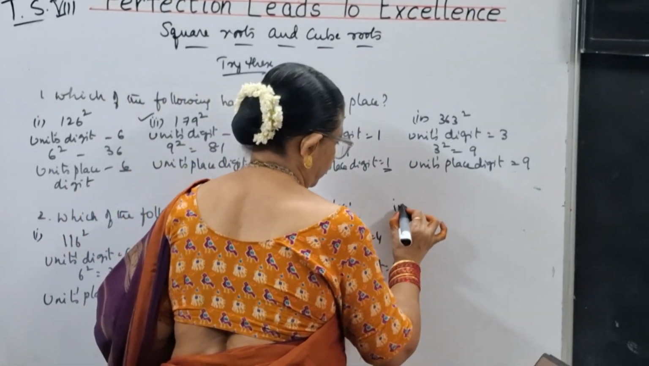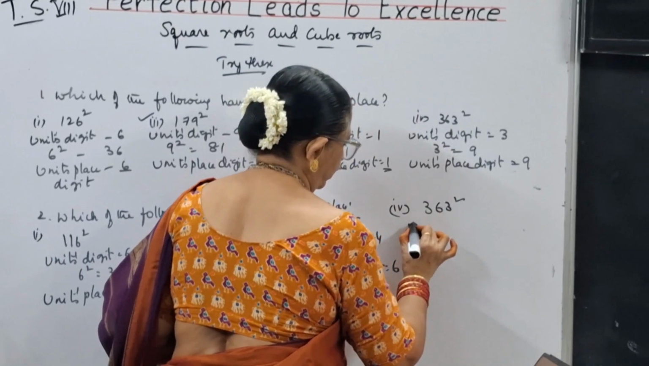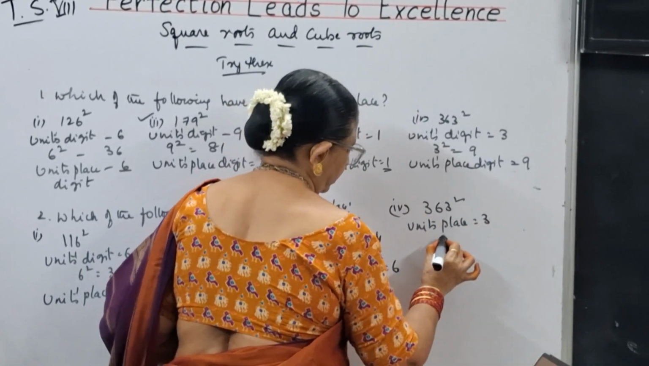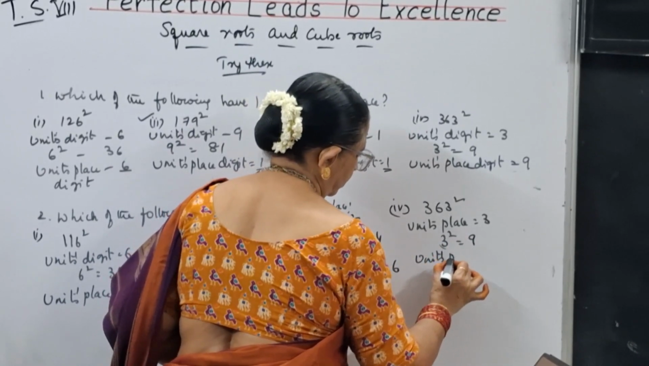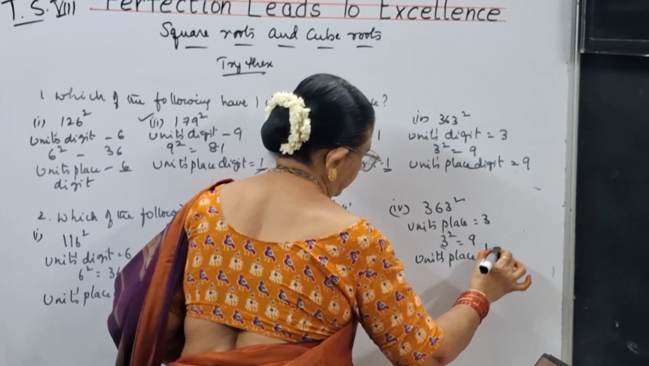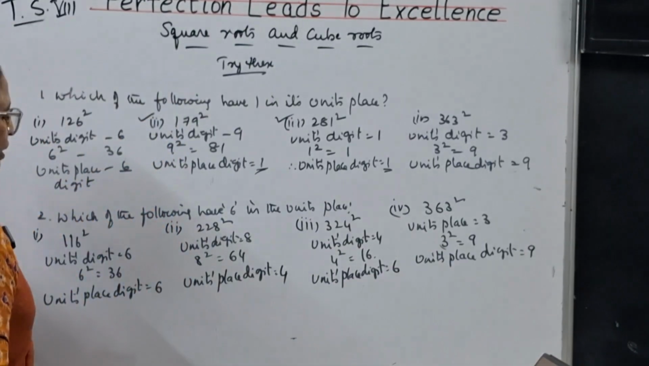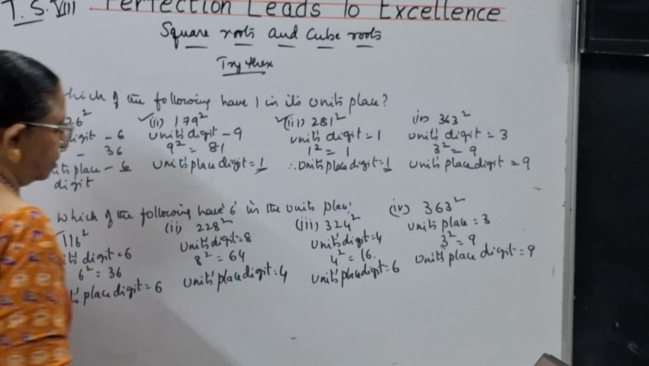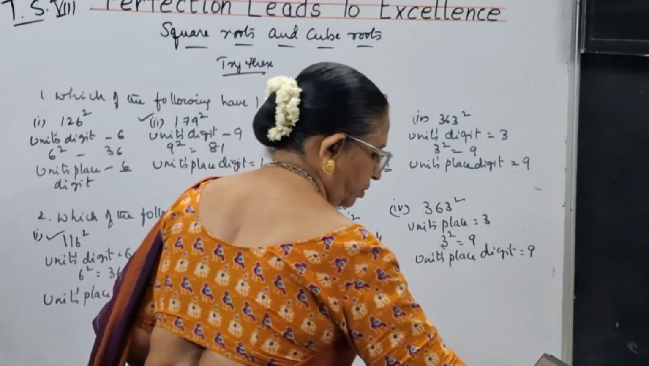Fourth bit, 363 square. So, what is units place? It is 3. 3 square is 9. So, units place digit is 9. So, according to the problem, they need 6 in its units place. So, here the first bit will have 6 in units place and the third bit will have 6 in units place. So, I hope I am clear, children. Please note it down.